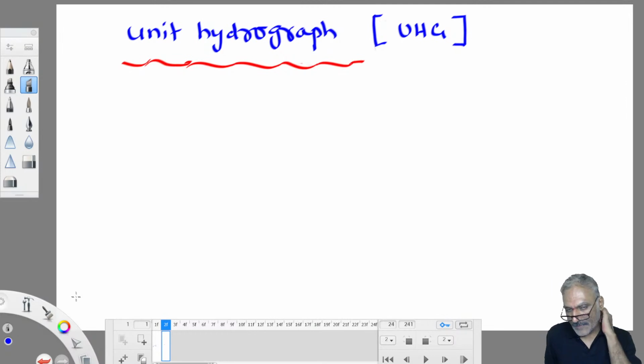So what is exactly happening in a catchment? What amount of flow is taking place in a river? What amount of discharge is there at so and so time period? This and all we work out well in advance with the help of unit hydrograph. So this has completely revolutionized hydrological analysis. That's why the unit hydrograph concept is very, very popular.